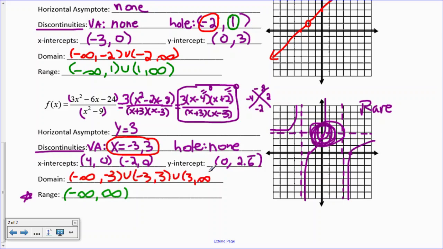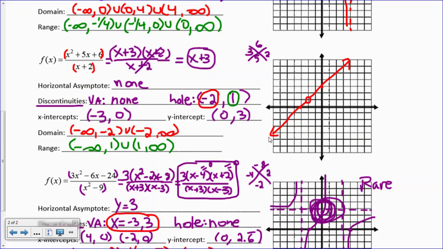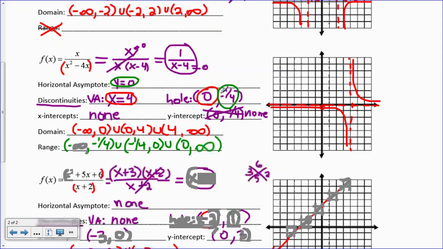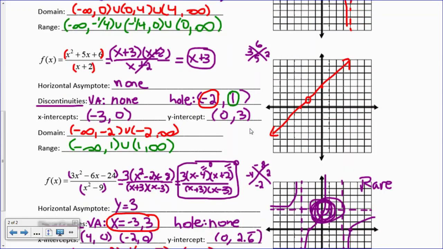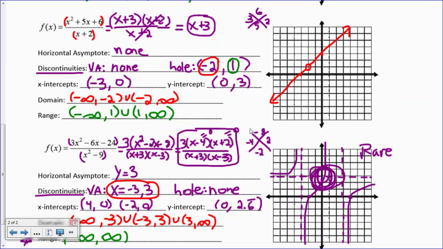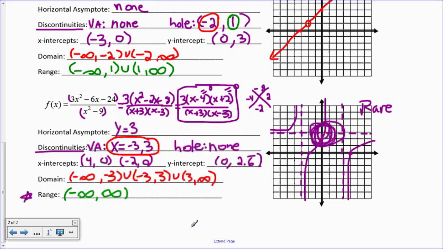Really the only special case situations are your range when you have crossing through the horizontal asymptote, and then this thing where your hole and your y-intercept happen to be the same, in which case your y-intercept would go away. Those are really the only special cases you guys are going to potentially run into but not be assessed on. So that was a really long lesson.